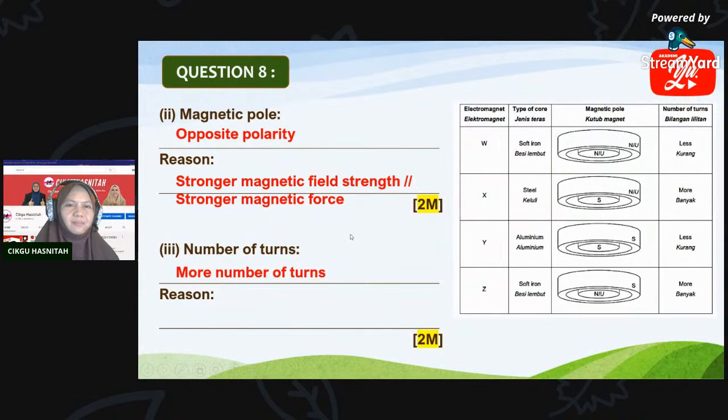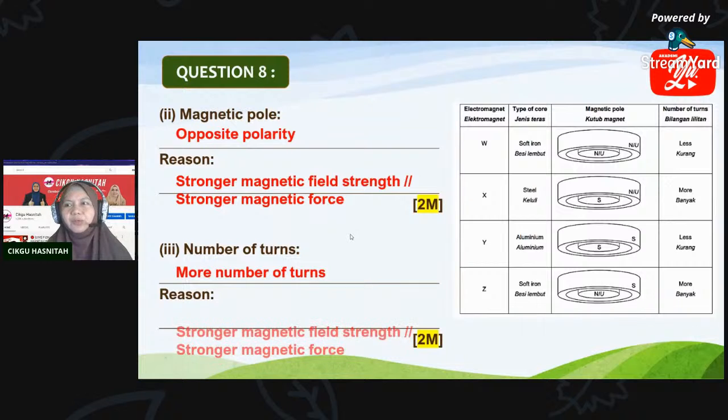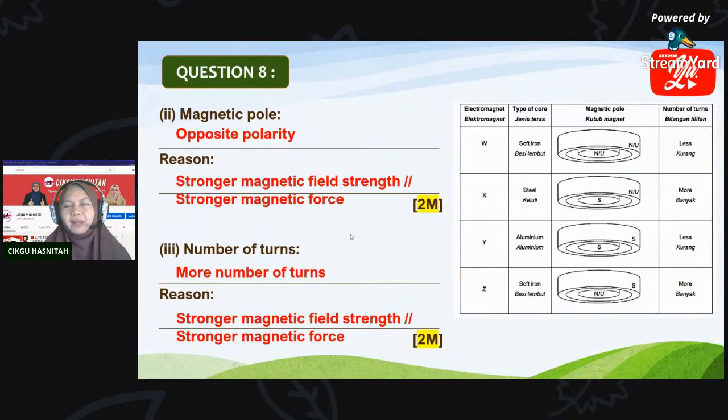Why? What will happen to the magnetic field strength when there is more number of turns of coil? So the stronger magnetic force will be produced. Or you can say stronger magnetic field strength. Stronger magnetic field. So all this reason will bring us so it can lift more metal scraps. Okay.